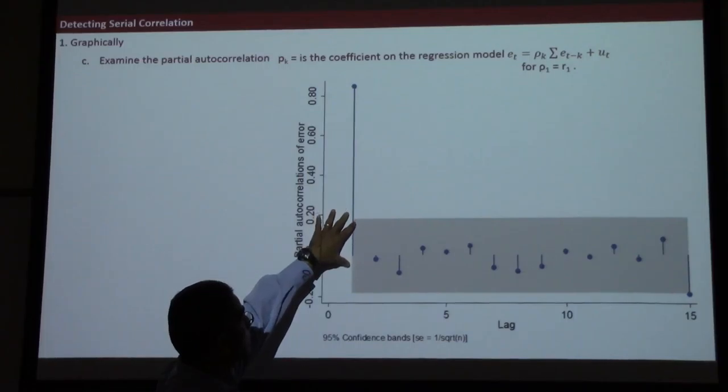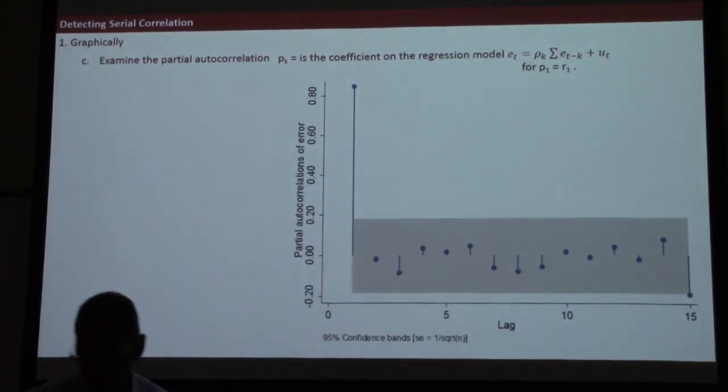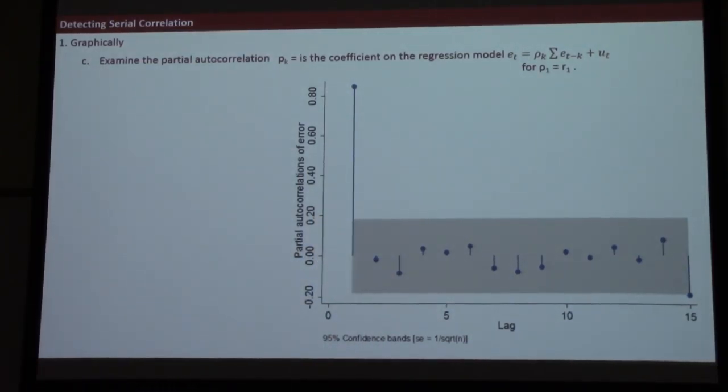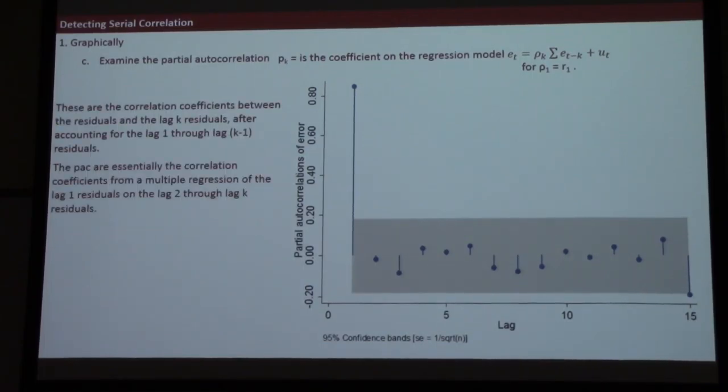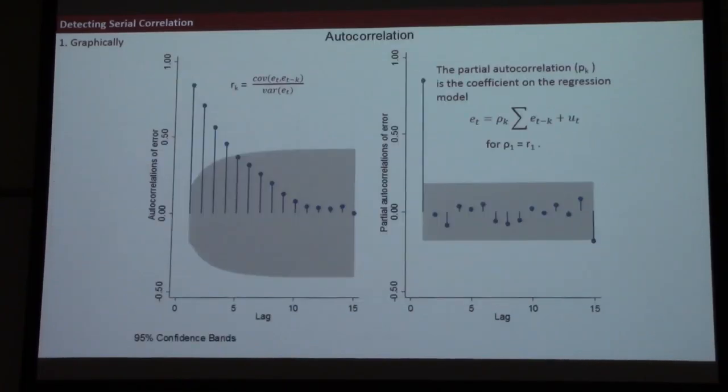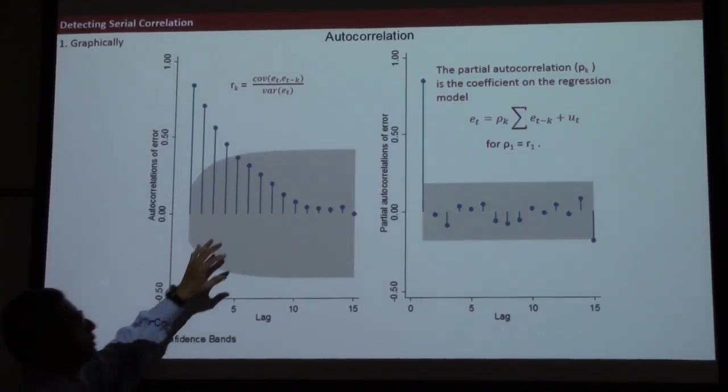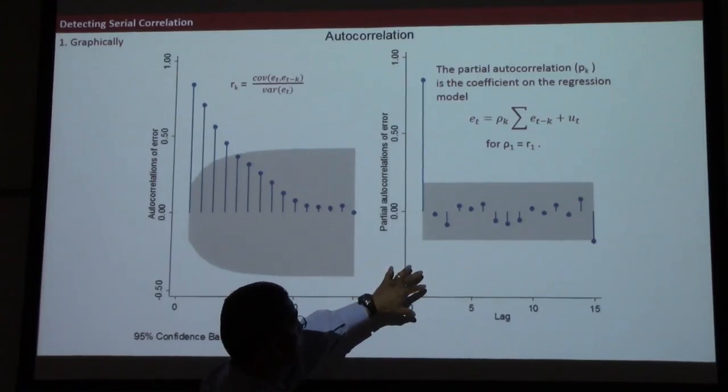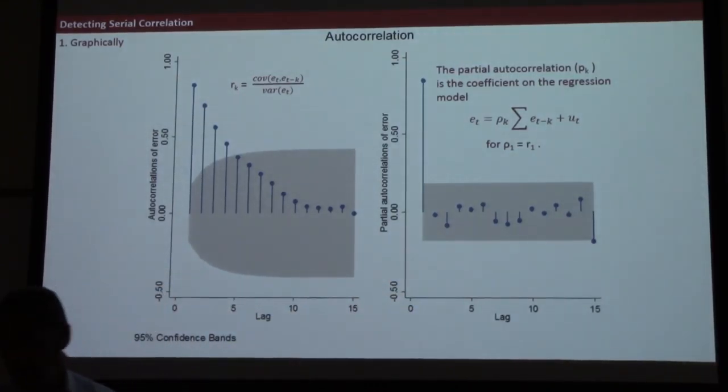So that first one's significant, the rest of them are insignificant. So we would say this is a classic example of first period serial correlation or autocorrelation. Okay, and let's put these two things together. We look at them both. The autocorrelation coefficients, we're looking for the pattern. The partial autocorrelation coefficient, we're looking for the order of serial correlation.